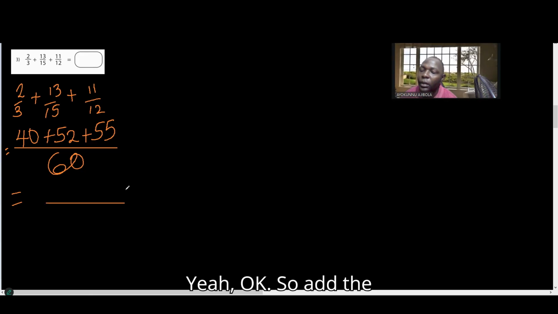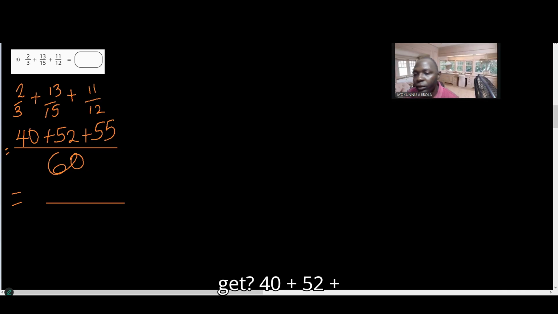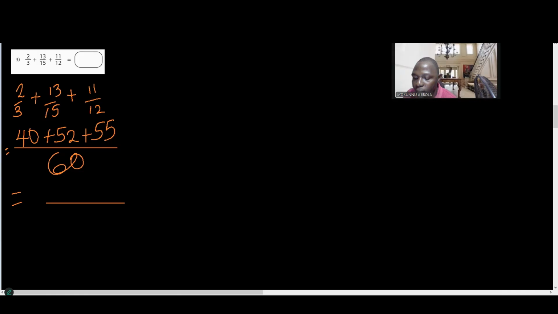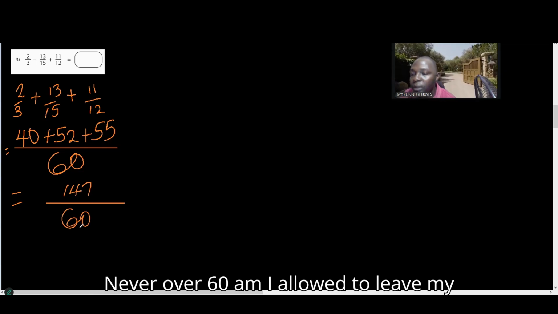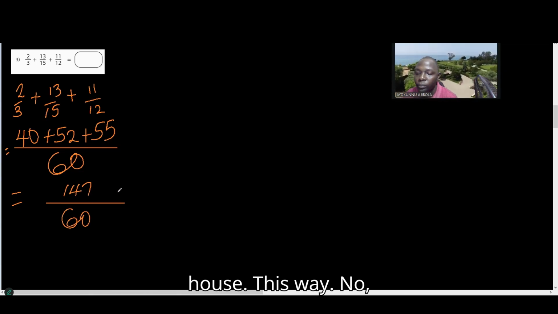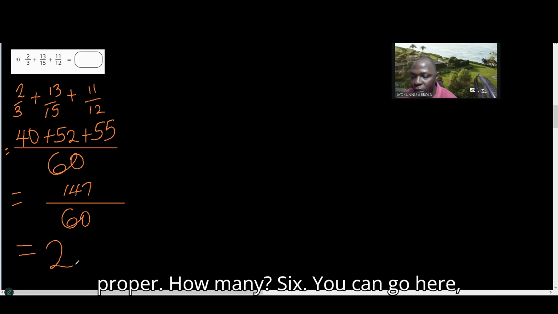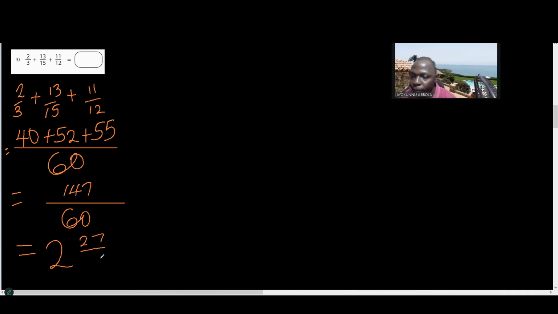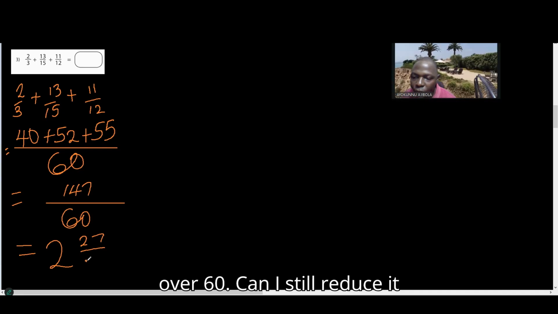Okay. So add the numbers together. What do you get? 40 plus 52 plus 55. 147. Yeah, 147 over 60. Am I allowed to leave my answer this way? No. It's improper, so we have to make it proper. How many 60 can go here? That's 2, which is 120. Remove 120, you have 27 left, so 27 over 60.